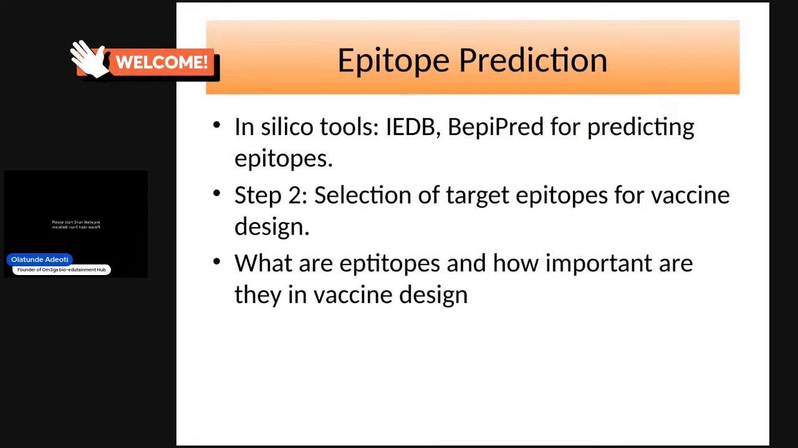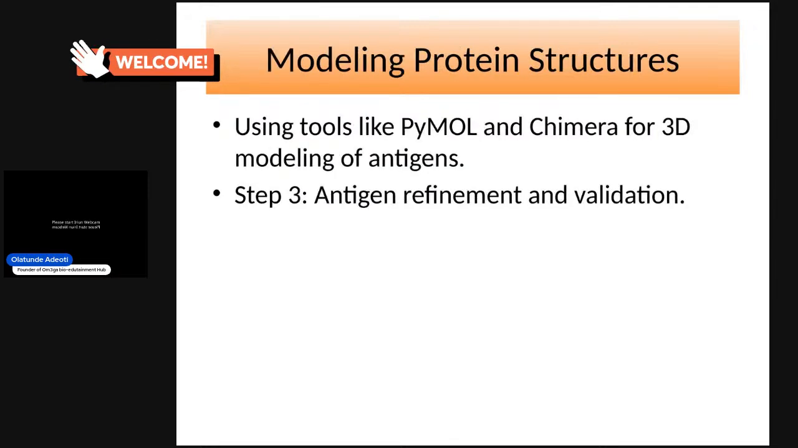So for epitope prediction, we need the following databases to be able to predict epitopes: IEDB and BepiPred for predicting epitopes, and selection of target epitopes for the vaccine. Then the next question for you is, what do you understand by epitope and how important are they in vaccine development? So you need to know all this.